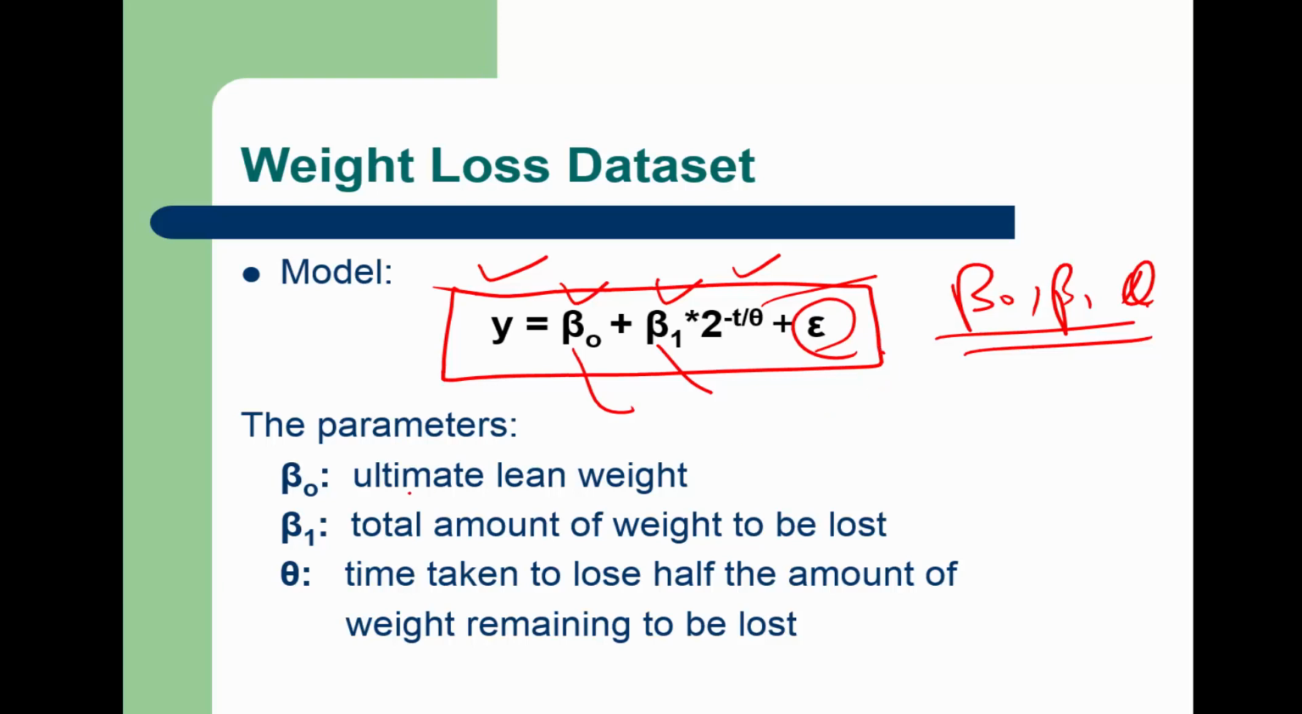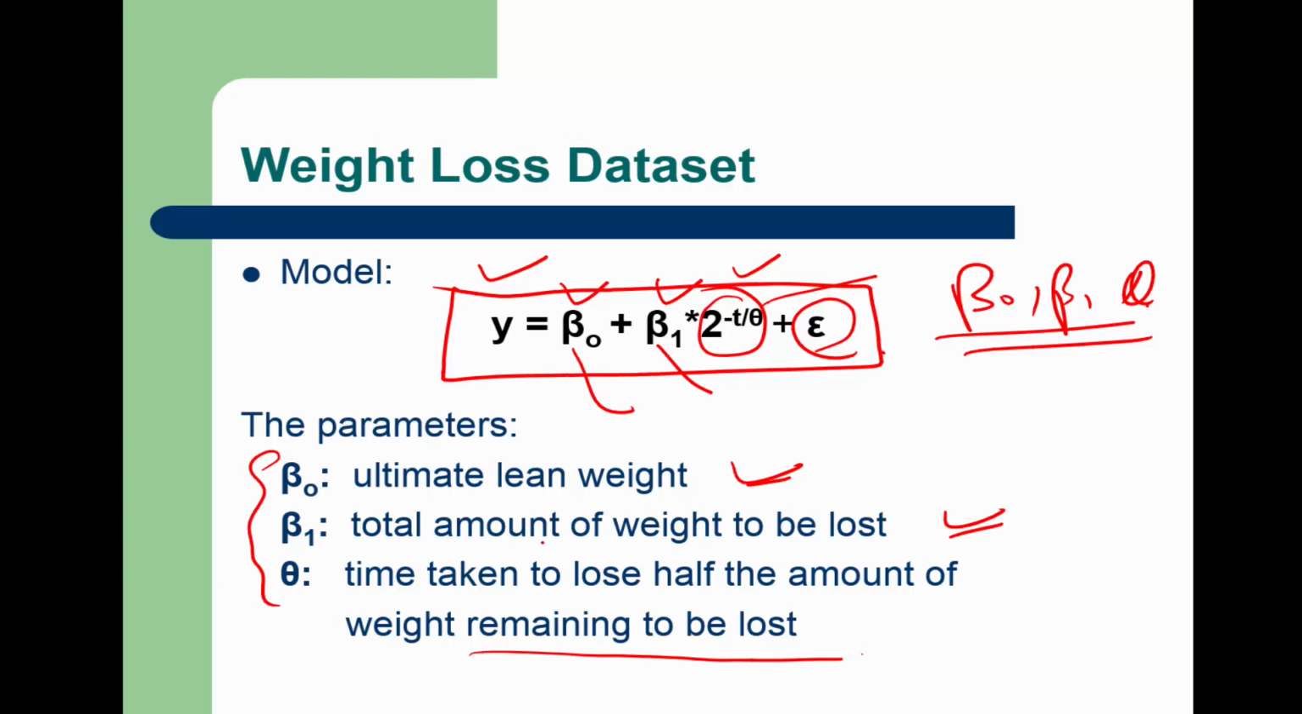So I've got the ultimate lean weight, which is the intercept, and then the total amount of weight to be lost with time, and then the time taken to lose half the amount of weight remaining to be lost. So that's given through this exponential term. That's basically the explanation for each of these parameters.